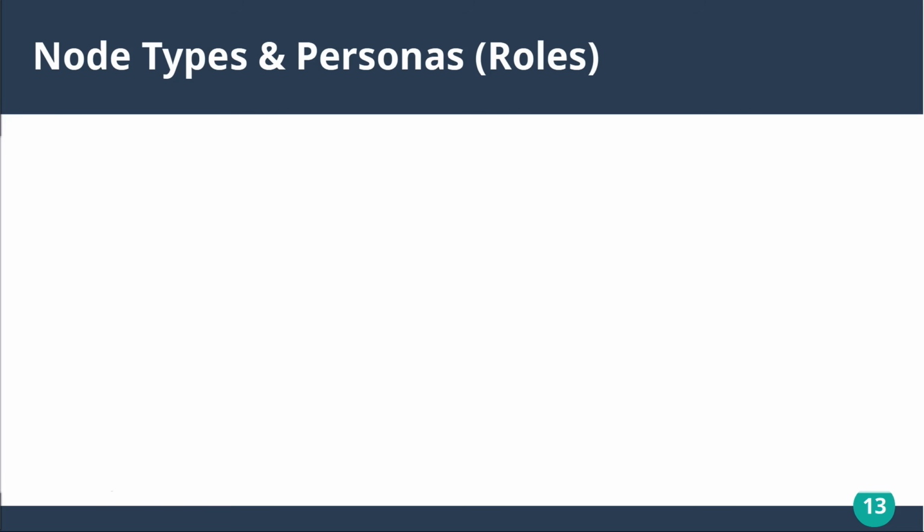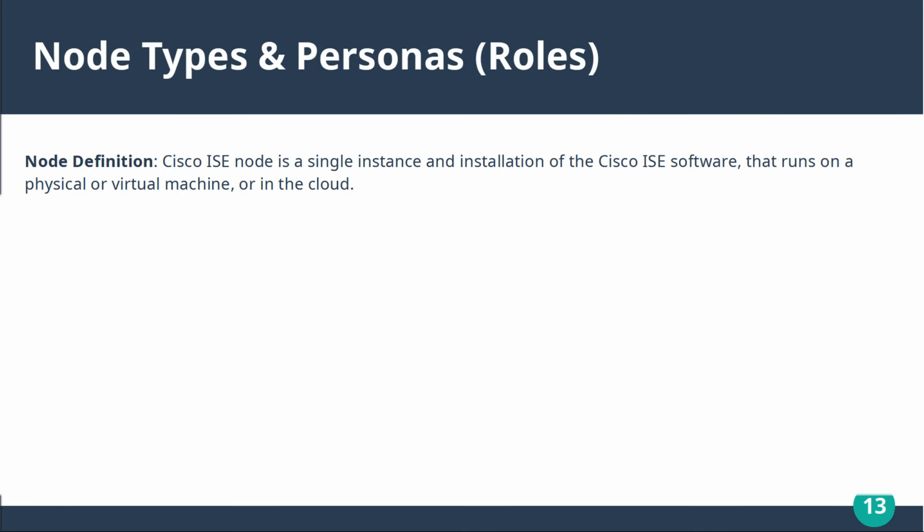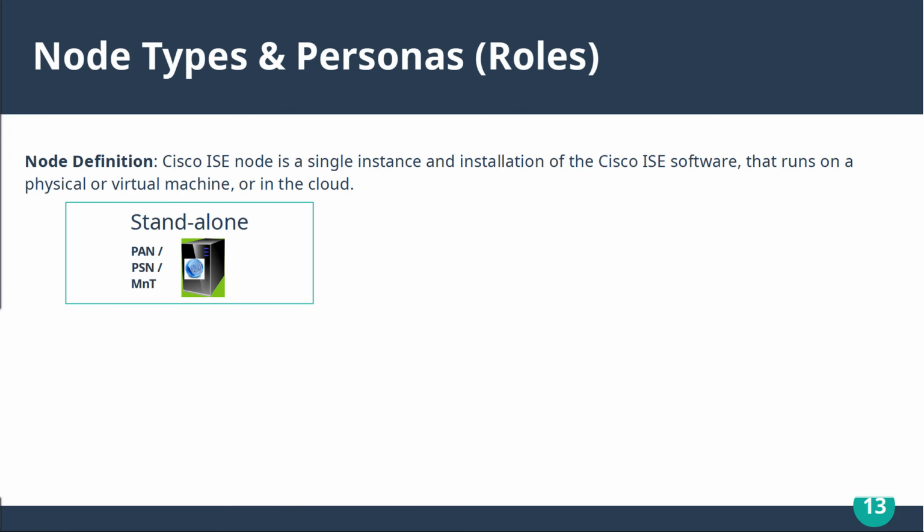There's more demos to come, but for now we are moving on to ISE deployment. So this is to do with the ISE components, and this slide is on the ISE node types and personas roles. So a bit more around the deployment of Cisco ISE. So the Cisco ISE node is a single instance and installation of the Cisco ISE software that runs on a physical or virtual machine or in the cloud.